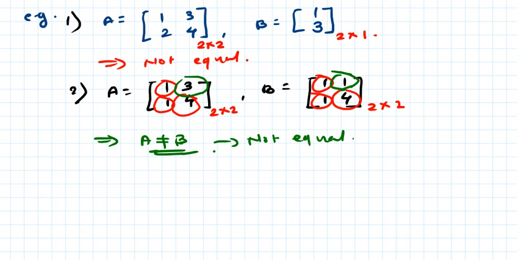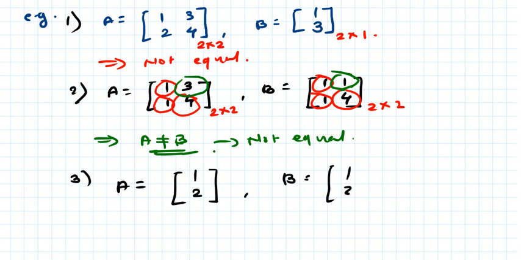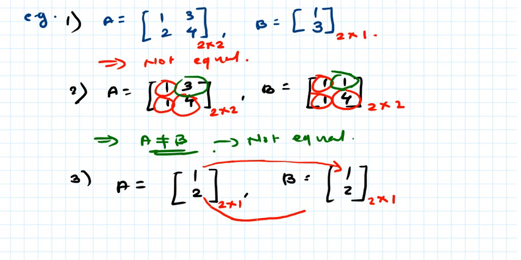Okay, third example. Suppose I take the matrix A as 1 2, and the matrix B is also 1 2. Now observe the order of the matrices. The order of this matrix is 2 by 1 and the order of this matrix is 2 by 1, and also the corresponding elements are equal. This implies A is equal to B. The matrices are equal.